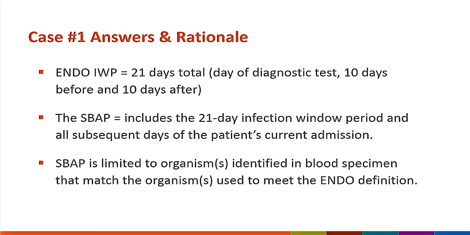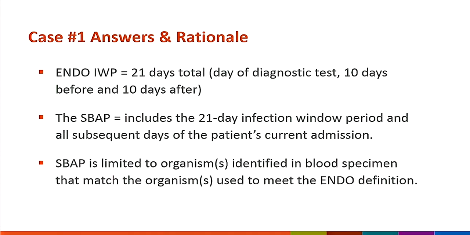Likewise, there's an extended secondary BSI attribution period for endo, and that includes the 21-day infection window period and all subsequent days of that patient's current admission. And this is to recognize that endocarditis is sometimes very slow to resolve, that multiple blood cultures are often collected during the patient's admission in order to determine the effectiveness of the treatment, which can be lengthy, and not wanting facilities to have to report multiple BSIs in a patient that actually has endocarditis.